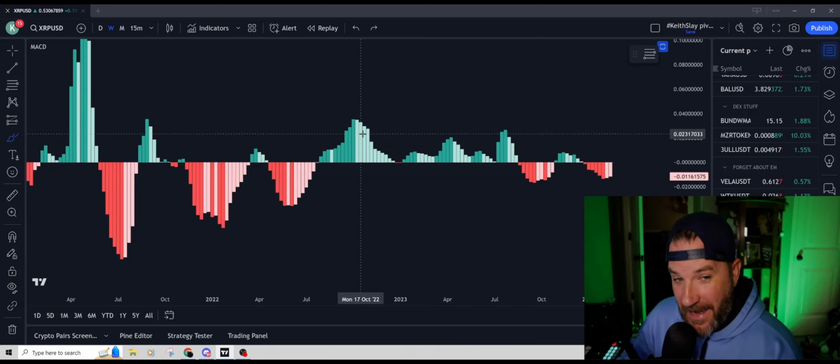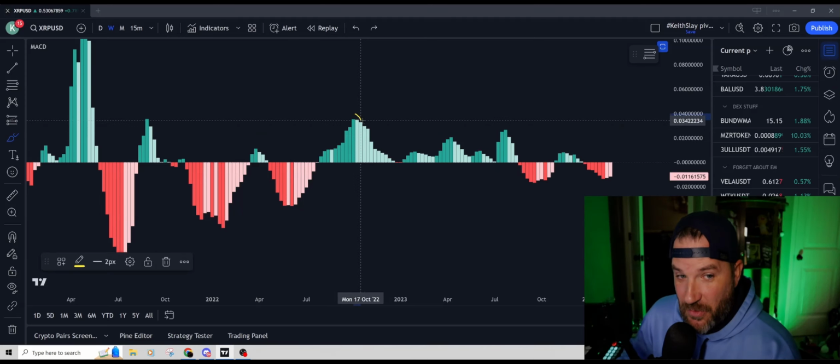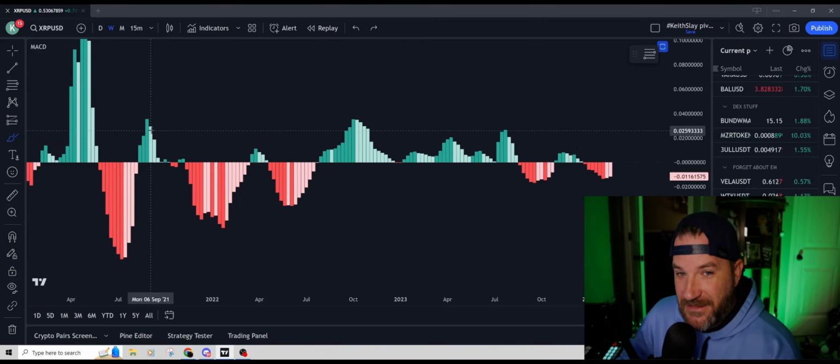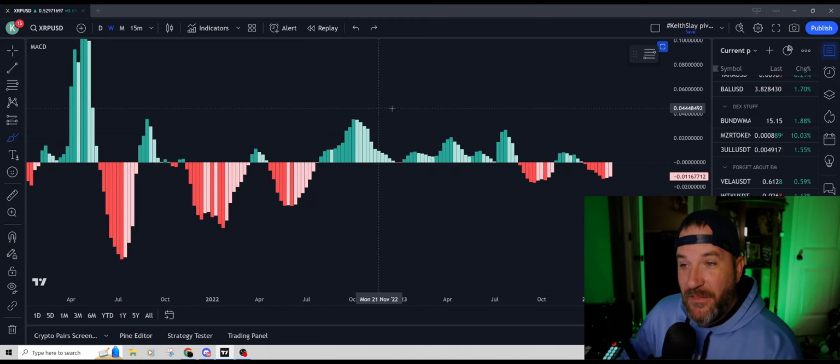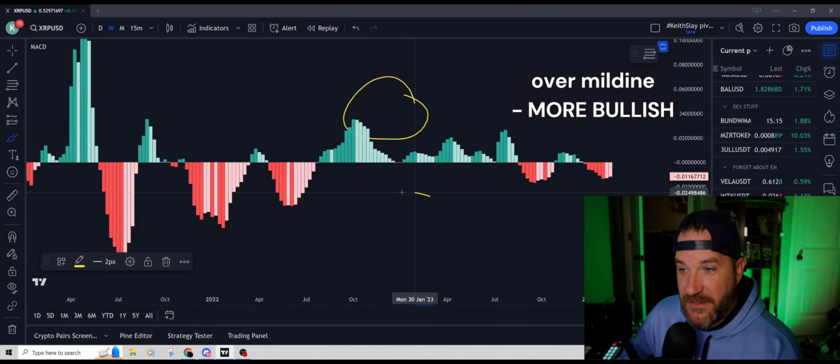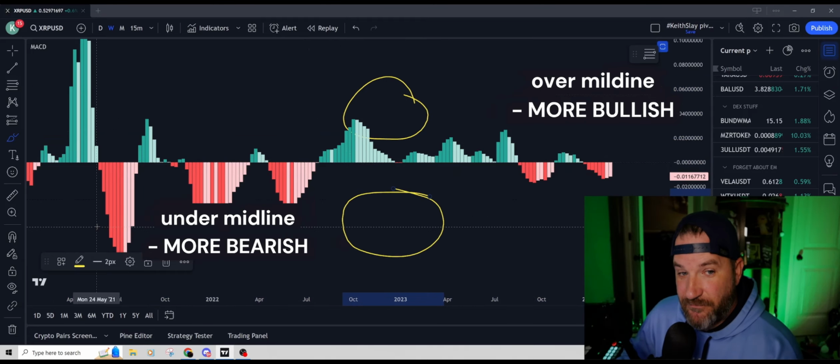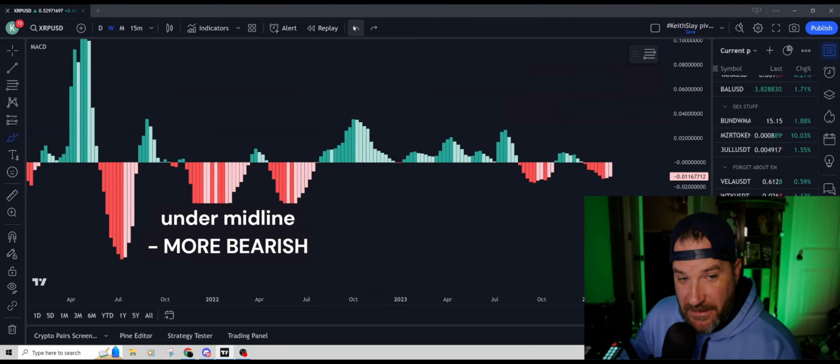If we have a light green, that means we still have buyers, just less than the period before. This can show us a sign of weakness, all right? As you see there on the chart, it's getting weaker. Once it crosses the next most important area, which is this midline right here, right between the two, between the red and the green, this is more bullish. This is more bearish. All right, pretty much it, pretty simple.